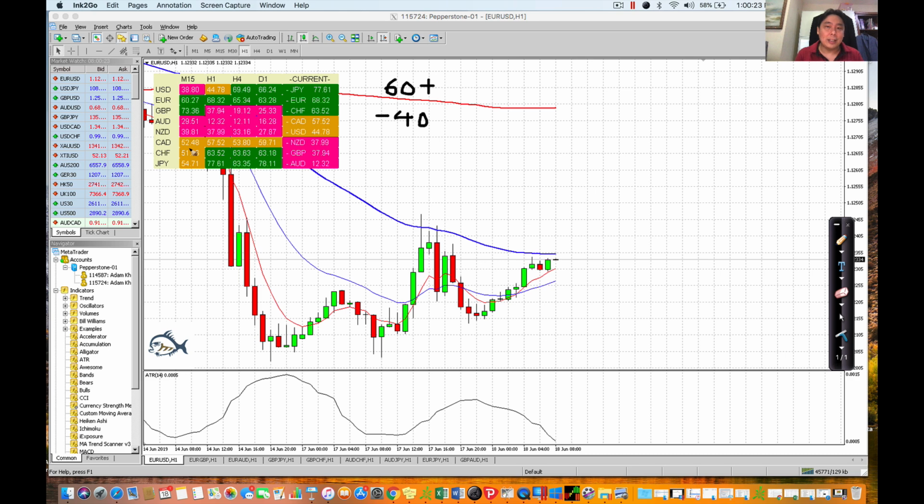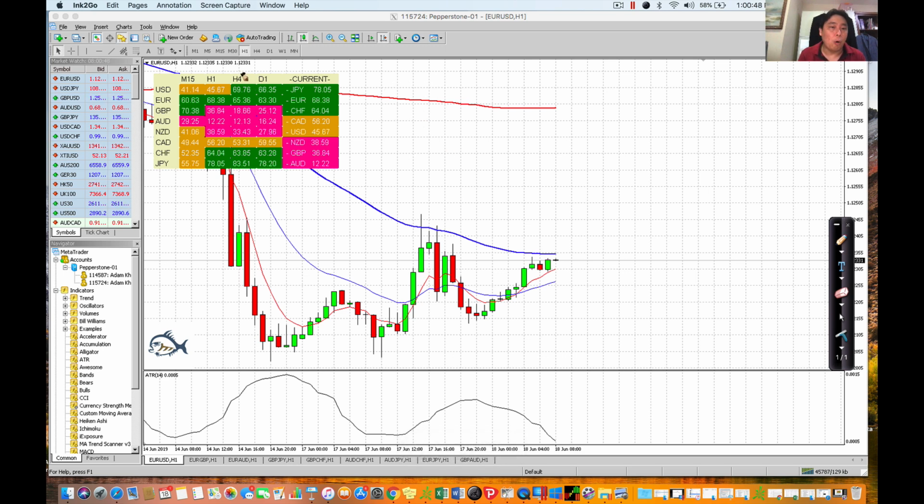Now, of course, you can see that some currencies are strong and weak on different time frames. So it depends on which time frame you're trading at. There's no perfect time frame. Different traders like to trade on different time frames. I like to trade on the 15-minute, 1 hour, and 4 hour time frame most of the time. Okay, so this is how it works basically. Now you can see from the table right here.